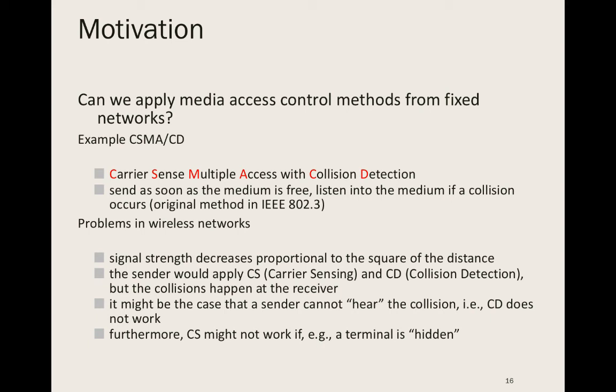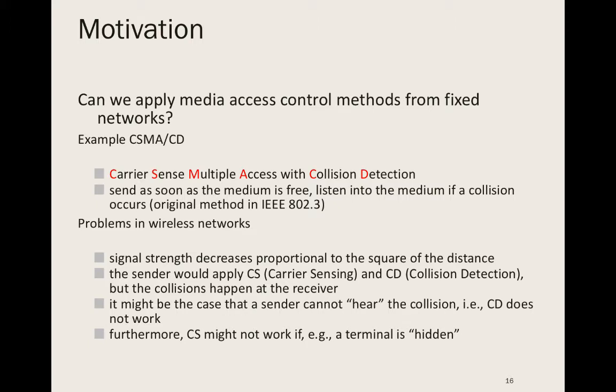So far we explained some of the media access control methods that are mostly suitable for fixed or wired networks. The question is, can we apply those to wireless communication? One example is CSMA/CD that we mentioned before. It's suitable for wired communication and IEEE 802.3. But some of the problems in wireless communication don't let us use exactly the same method for this type of communication.